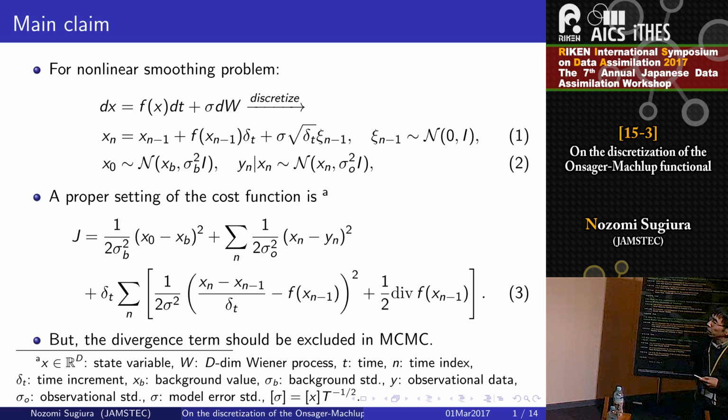The time step is delta t, and at this stage we use the Euler-Maruyama scheme for time discretization. And this one is a normally distributed random number. And as a smoothing problem, we have x_B, the background, initial condition, and observation.